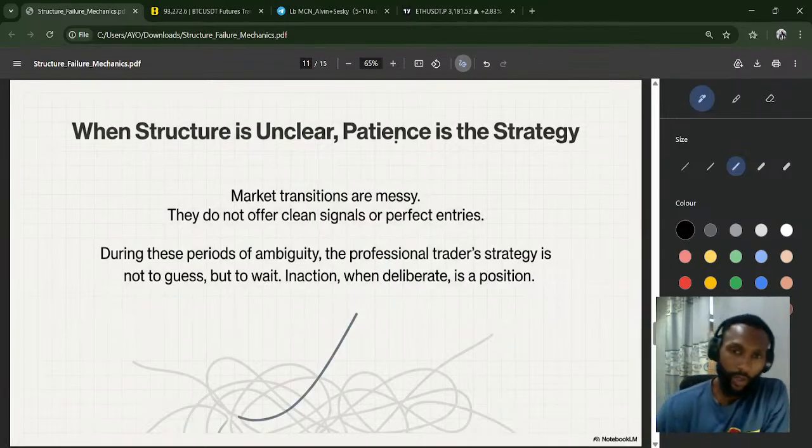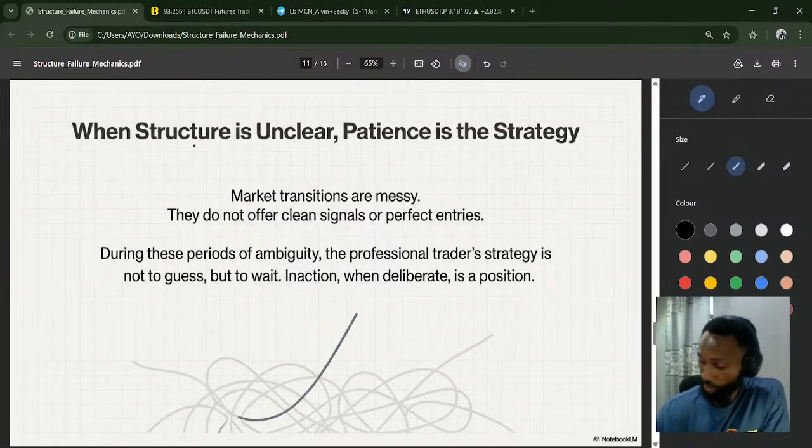When structure is unclear, patience is the strategy. Market transitions are messy. They do not offer clean signals or perfect entries. During this period of ambiguity, the professional trader's strategy is not to guess, but to wait. Inaction, when deliberate, is a position.